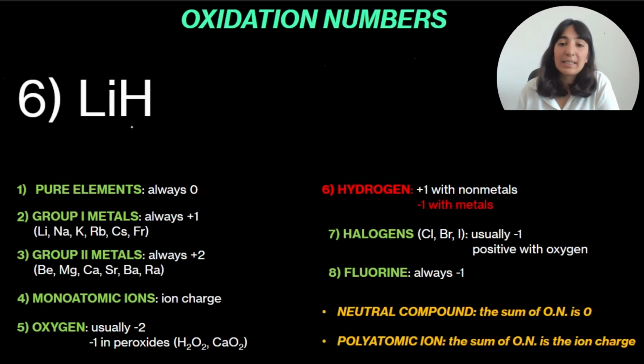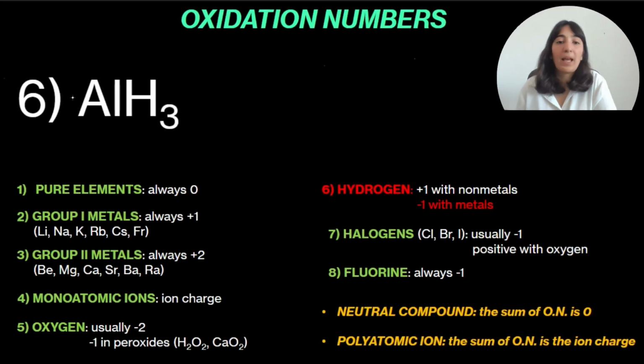And this is an example of hydrogen with a metal. Lithium is a group 1 metal, so we can remember that the oxidation number for lithium is +1. And with metals, the oxidation number of hydrogen is -1. So we do not even need to write our equation, but if we remember just one oxidation number between these two, we write our equation and we find the other one, okay?